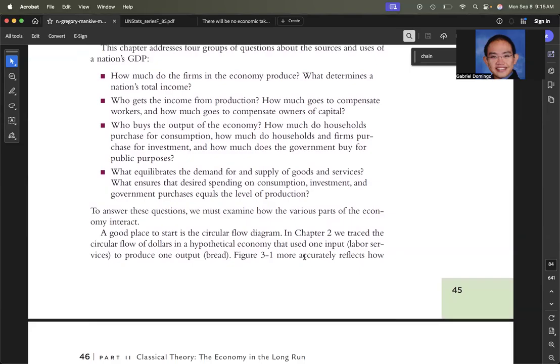Then finally, what equilibrates the demand for and supply of goods and services? So you can think of GDP, which is Y equals C plus I plus G, as an equilibrium condition, where the left-hand side, the Y, is the total output, and the right-hand side is the total expenditure, C, I, and G.